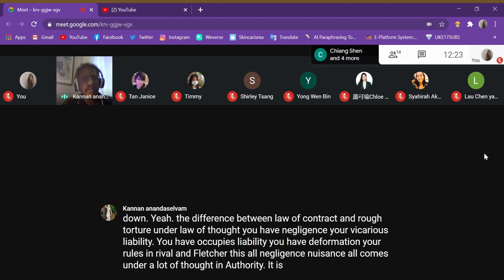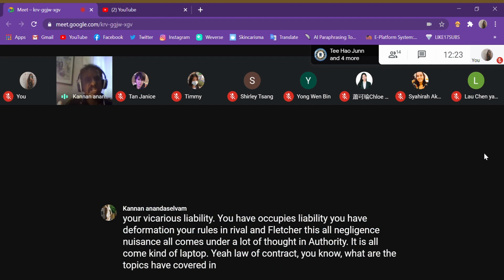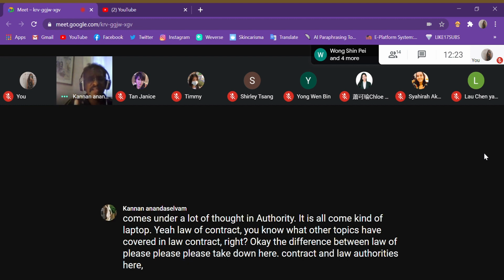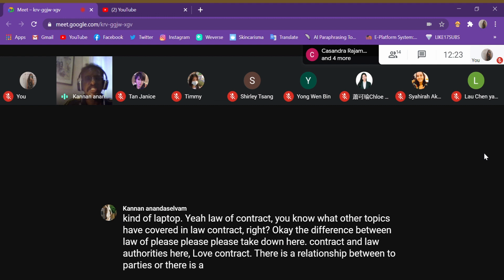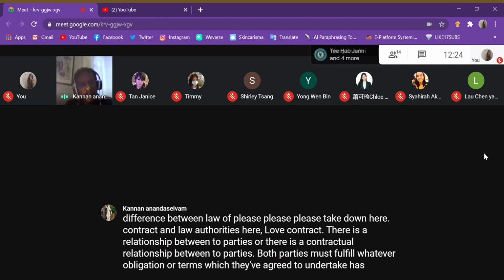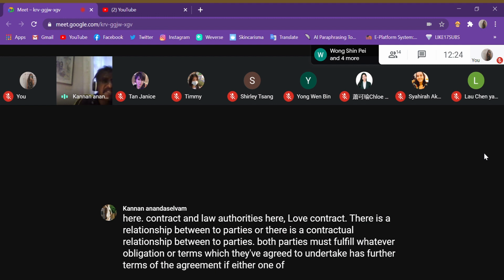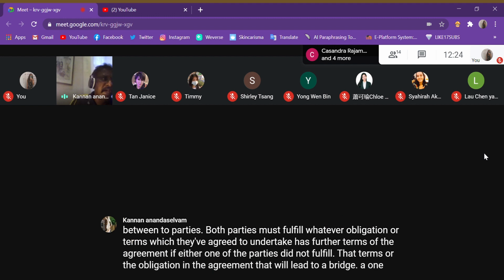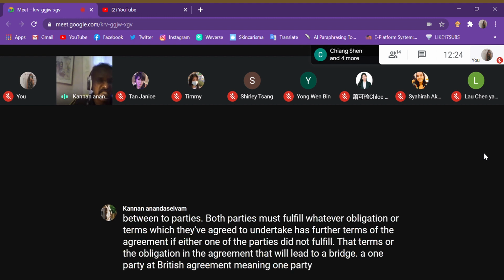Law of contract: you know the topics I've covered in the law of contract, right? The difference between the law of contract and the law of tort is this. Please take down. In the law of contract, there is a contractual relationship between two parties. Both parties must fulfill whatever obligations or terms they've agreed to undertake as per the agreement. If either party does not fulfill the terms or obligations in the agreement, that leads to a breach. If one party has breached the agreement, the other party has suffered a loss.